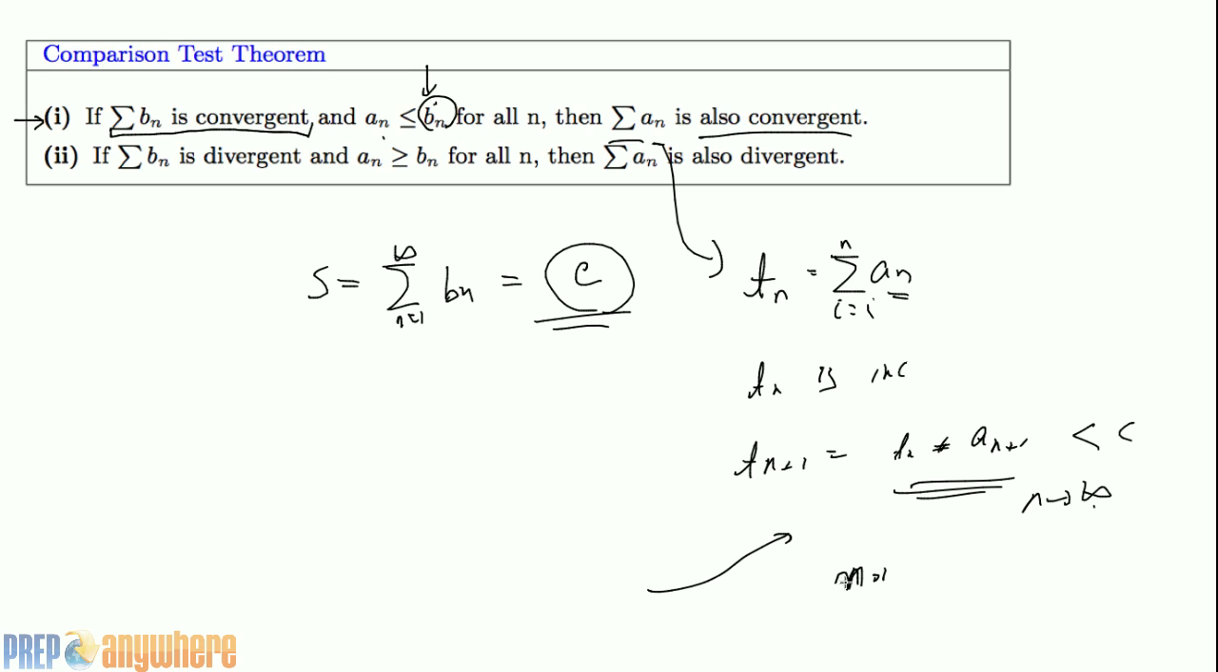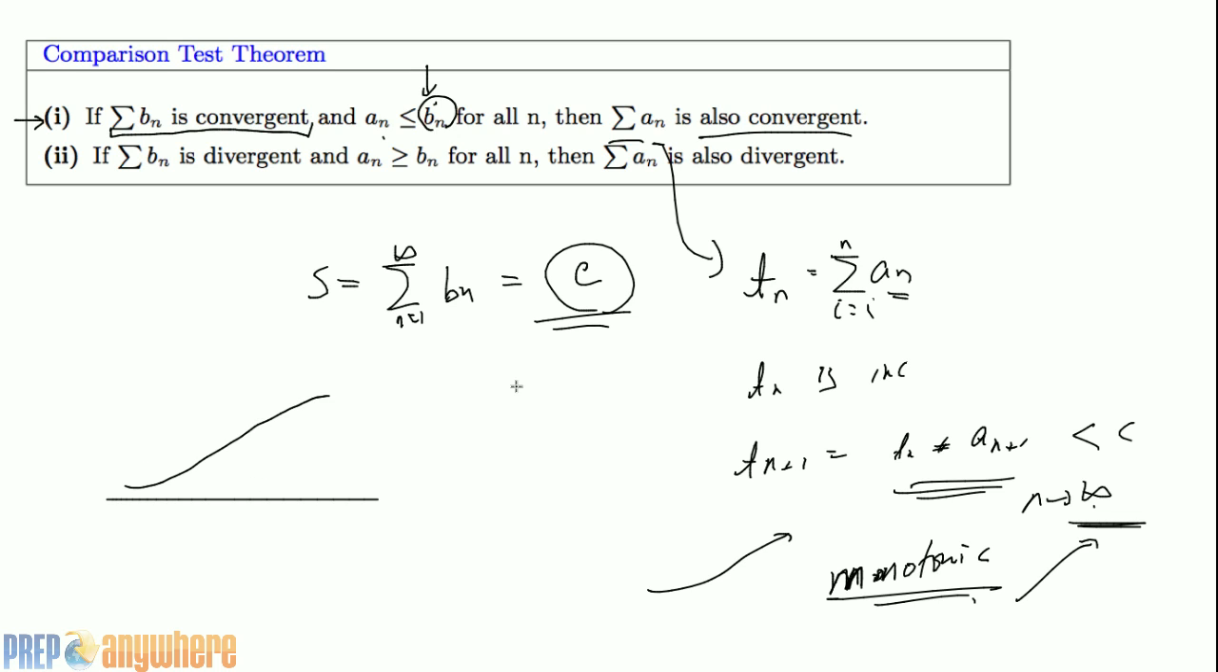Okay, so we encountered this in the sequence section, monotonic, and we know that every monotonic sequence that's increasing and has an upper bound is convergent. So in layman's language, it just means if the sequence is increasing, the sum is increasing, but there's an upper bound, then it has to converge. It has to continue to increase, so it has to converge to this value c.